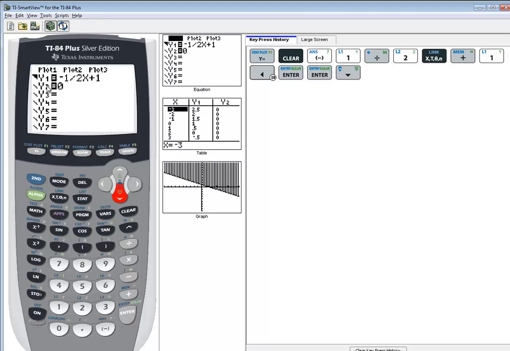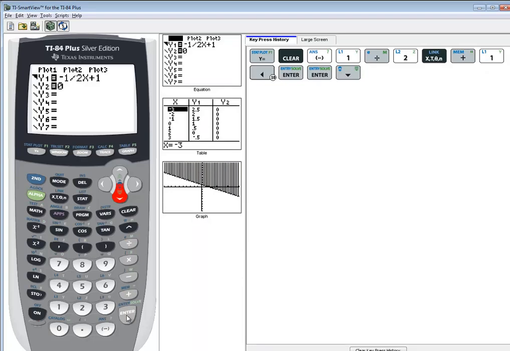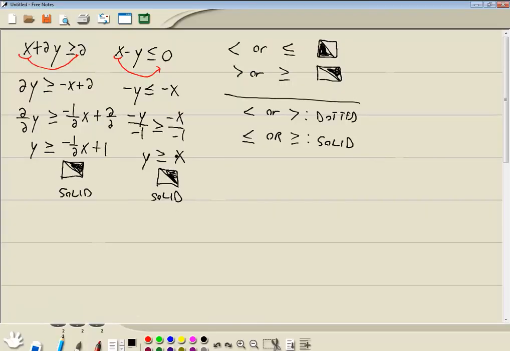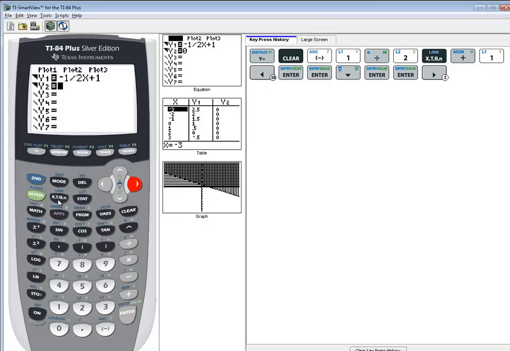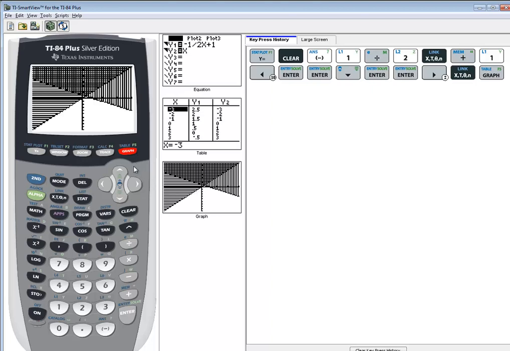Now while I'm at it, I go ahead and down arrow to y2, and we said this one's going to be an upper right-hand triangle. So I'll press enter twice again, and it becomes an upper right-hand triangle. Now come over here, and instead of 0, I want to put in x. And then I'll press graph. There's y1, and there's y2. Now our answer is where they're both going to be shaded.